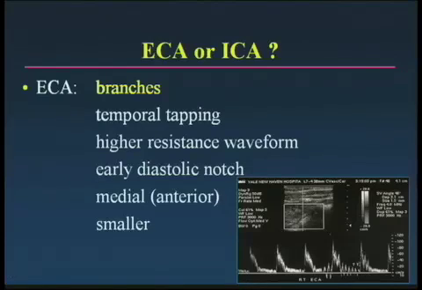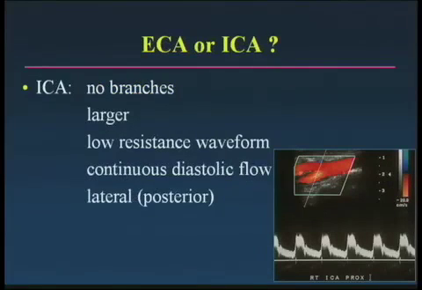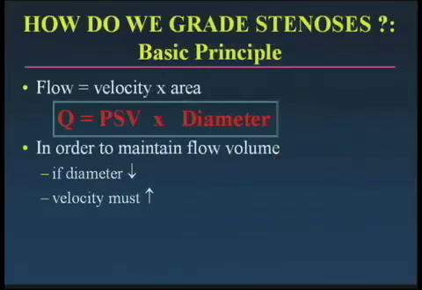As I mentioned, the external carotid artery will have a higher resistance waveform with less diastolic flow. It will have an early diastolic notch. It tends to be more medial and anterior and also smaller. To reiterate, regarding the internal carotid artery, there will be no branches that you can visualize in the neck. It is larger, has a lower resistance waveform with continuous diastolic flow, and tends to be more lateral and posterior.